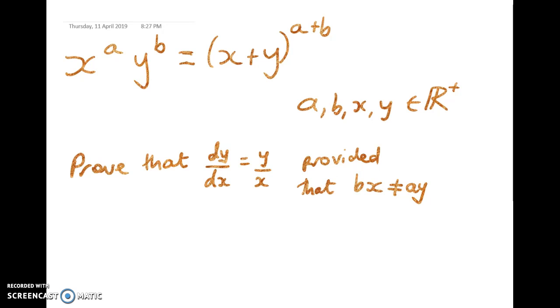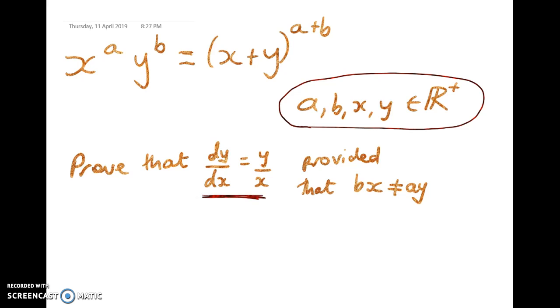Okay, so what we've got is a situation with x, a, b, and y, and all of these things are positive real numbers, so not a complex numbers question, and we have to prove that the derivative with respect to x, dy by dx, is equal to y over x, as long as this is not the case. So this probably should give you a clue that we're going to end up with a fraction, and we might be avoiding a denominator of 0. So let's see where we might start.